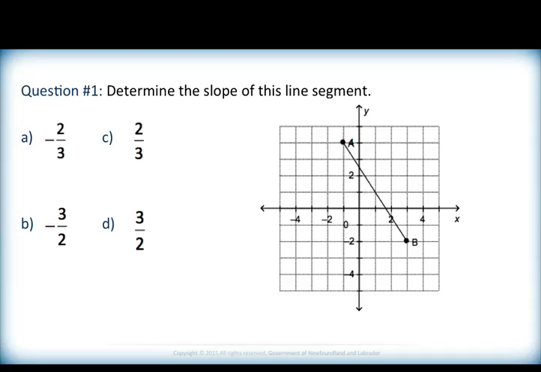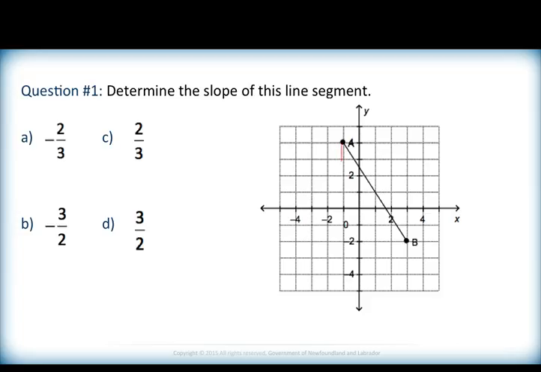Now, there are two different ways we can determine the slope of a line segment from a graph. We can use the rise over run method, or we can pick two coordinate points on the line and use the slope formula. Best thing to do here is use the rise over run method, since we have two marked points A and B that we can use.